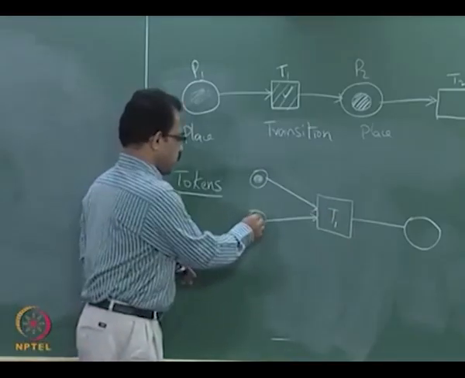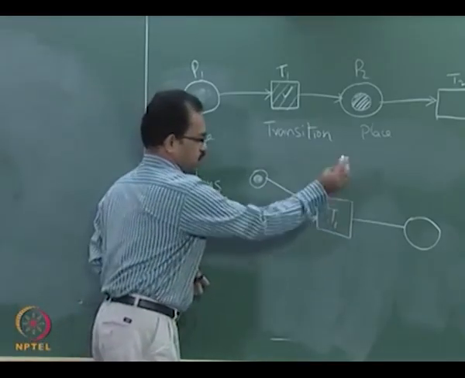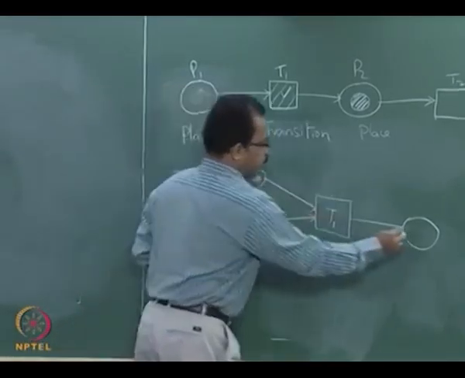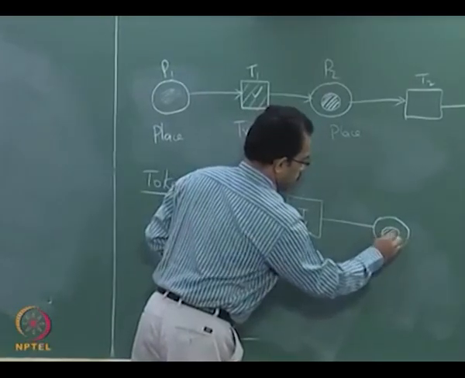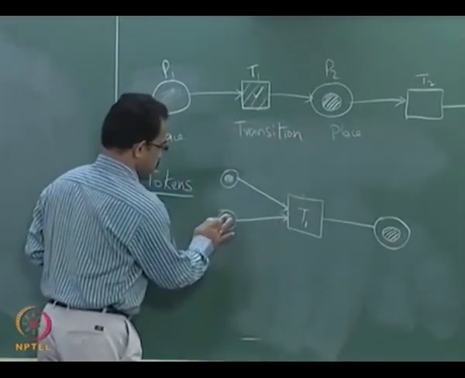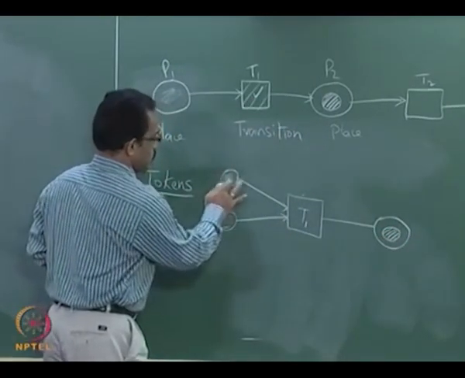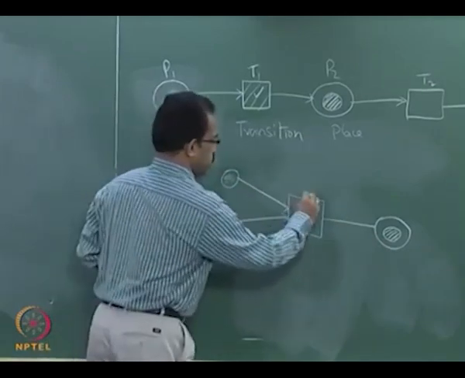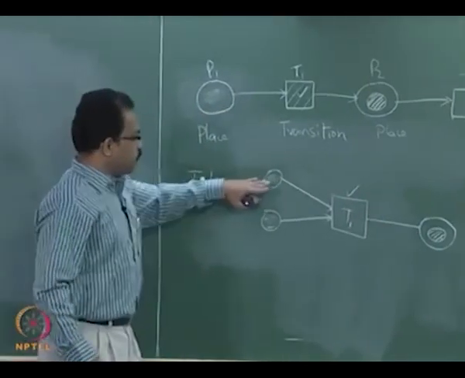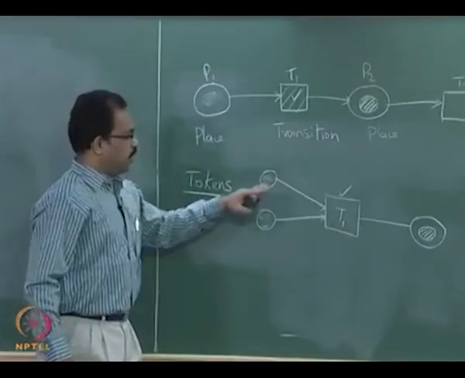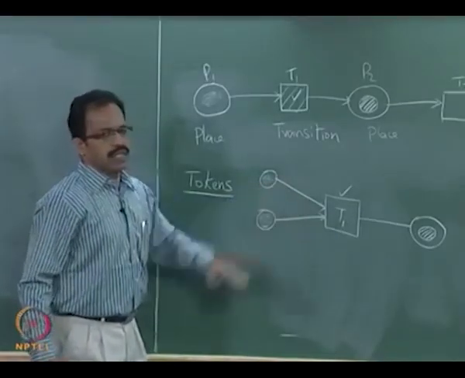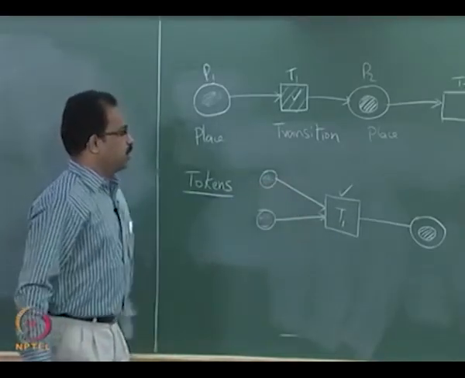In this case, when I fire this transition, both the tokens will be removed and there will be a token over here, showing the status. If there is only one token, then this cannot be fired, there will not be any transition, and there will not be any change in the status of that particular place.